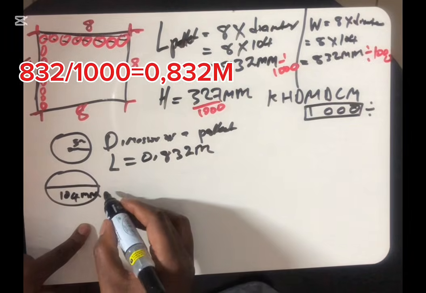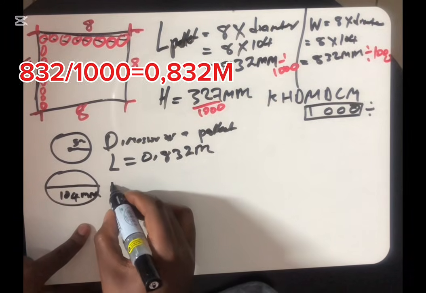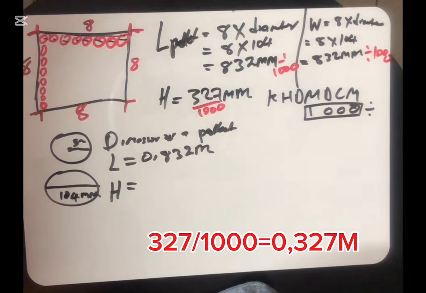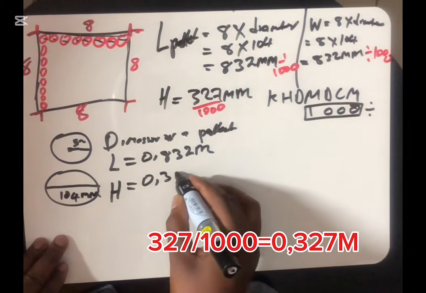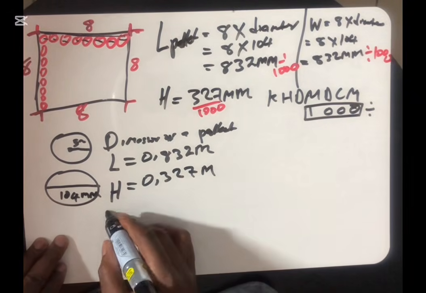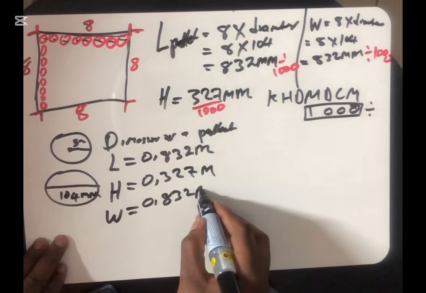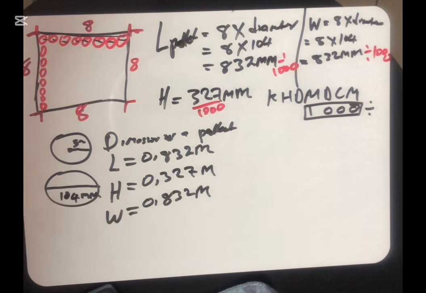0,832 meters. That is our length. Our height, we are going to say 327 divided by 1000, 0,327 meters. Width is the same, it's also going to be 0,832 meters. So now we have converted the dimension of a pallet to meters, so that it can be of the same units with that one of a truck.